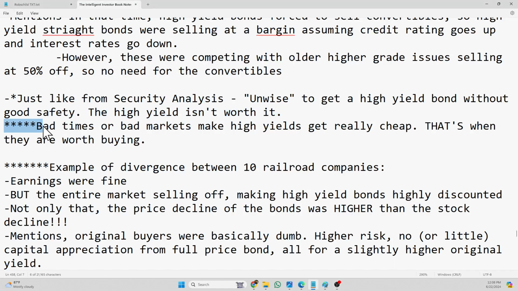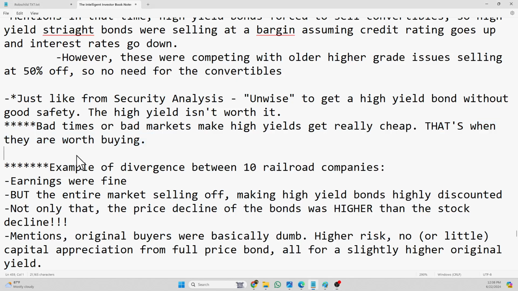Big point here, 5-star point. Bad times or bad markets make high yields get really cheap, and that's when they're worth buying. And I'm going to show how that can apply to today and how you can easily take advantage of that yourself. It's something I plan on doing if we get into a major market correction.